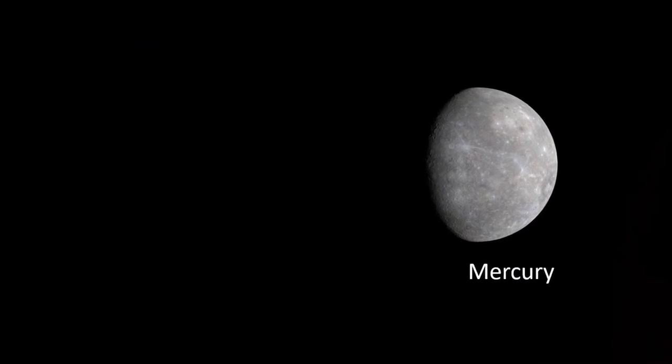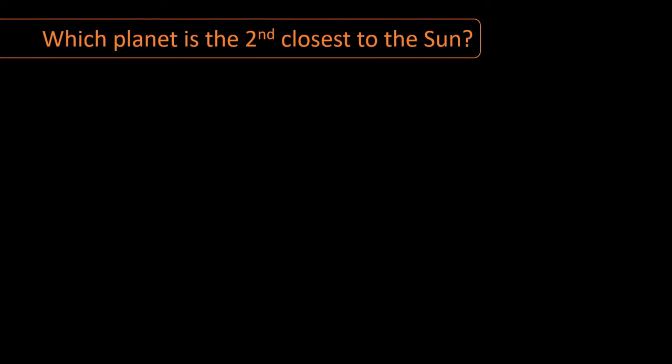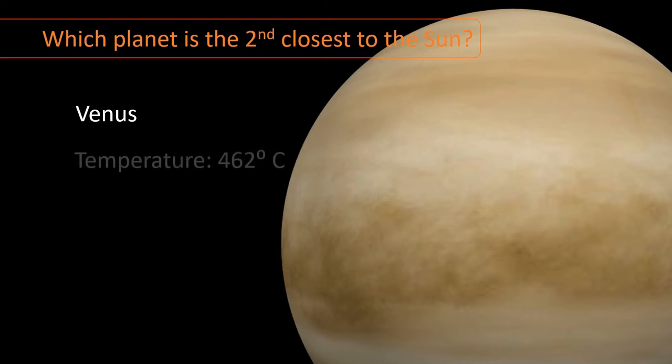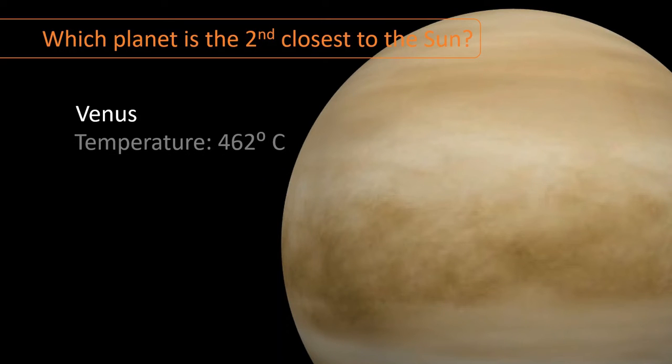So the second planet. Which is the second closest to the sun? The answer is Venus. Venus is about the same size as the Earth, but Venus is actually the hottest planet in the solar system. Venus is 462 degrees Celsius. Mercury is closer to the sun, and Venus is the second planet, so why is Venus hotter? Actually Venus is hotter than Mercury because of its very, very thick atmosphere, which makes it the hottest planet in the solar system.